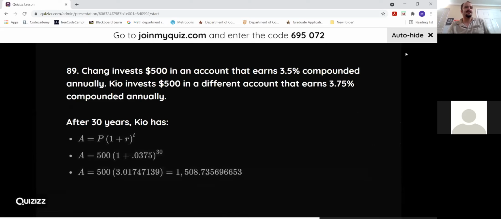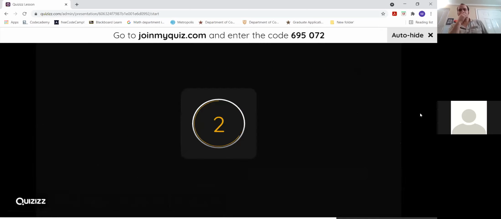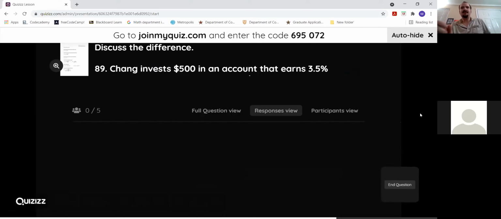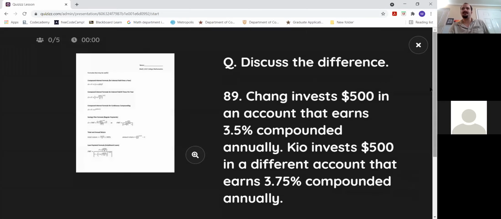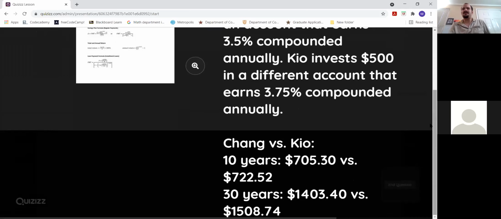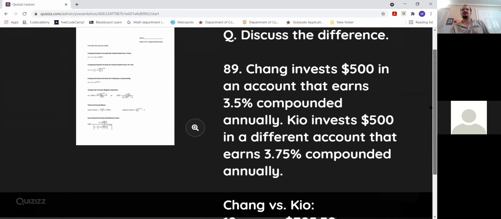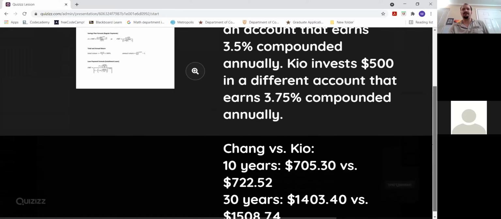This was Keogh. This is the last one, so it looks very similar to the previous ones we did. But now we're raising things to the 30th. Maybe you divided that last step. I don't know. Okay, and then this is the last question I think that they have on here. It's Chang versus Keogh, and so they want us to describe what's the difference here.